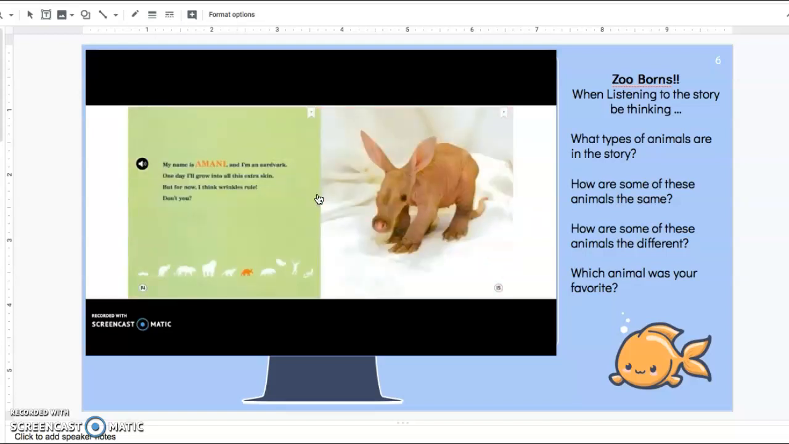My name is Amani, and I'm an aardvark. One day I'll grow into all this extra skin, but for now, I think wrinkles rule. Don't you?